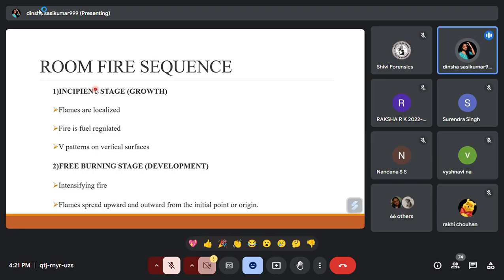The important point that you have to ponder here is that the fire at this stage depends upon the availability of fuel only. The flames are localized, and many kinds of patterns like V patterns on vertical surfaces can be seen in this stage. We will discuss the patterns in the next slides. So the first stage is the incipient stage, that is the growth stage.